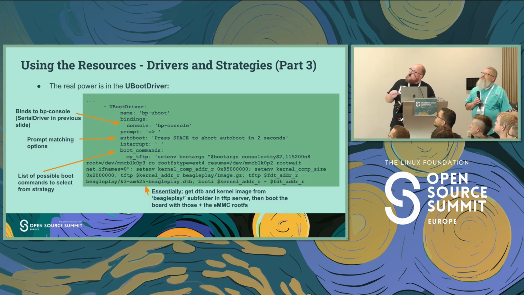But where things really start to get interesting is when you look at things like the U-Boot driver. And here, I've got it binding to my console. I'm matching an autoboot prompt, just saying U-Boot's waiting for you to tell it to break into U-Boot, what the interrupt looks like. And then I've got a boot command listed in here called myTFTP, which I'm using to use the existing rootfs that I flashed onto the BeaglePlay eMMC, but TFTP a custom kernel and device tree from my TFTP server, and then I can make use of that with Labgrid client to boot to that state with my board.